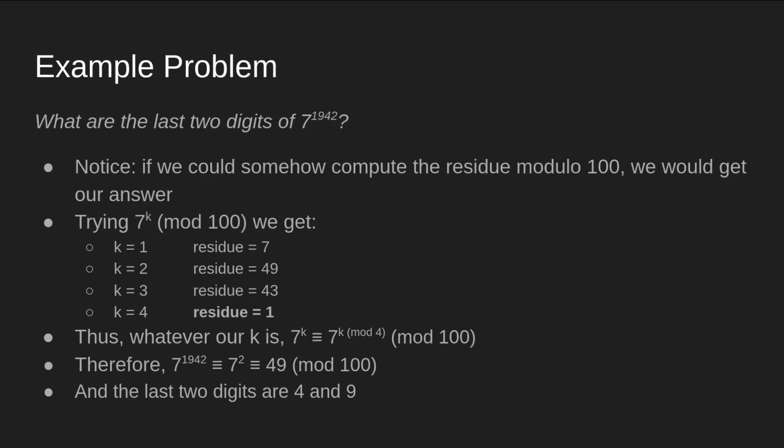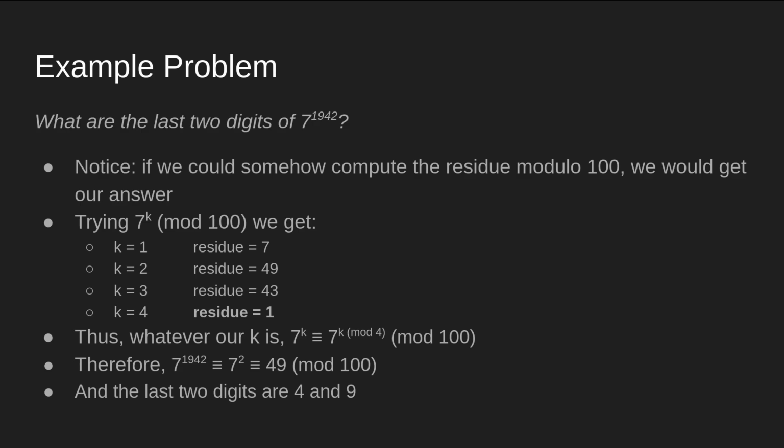And then we have an example problem. The problem is very simple. It just asks: what are the last 2 digits of 7 to the 1942? The first thing to notice is that if we could somehow compute the residue of 7 to the 1942 modulo 100, we would get our answer. But it's not immediately obvious how we would do that, right?